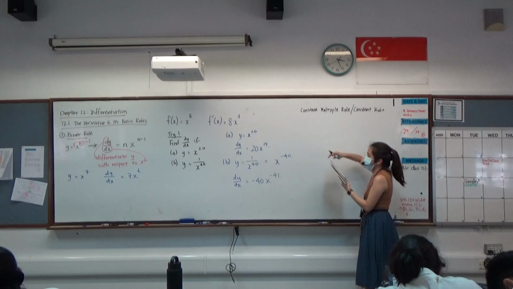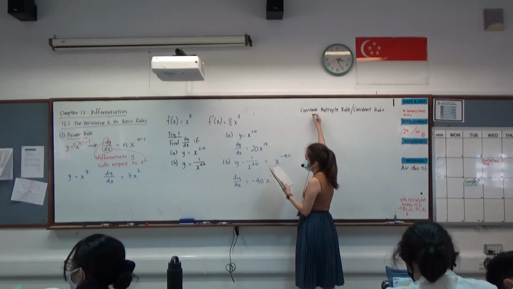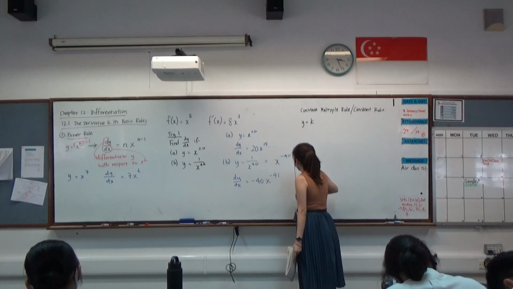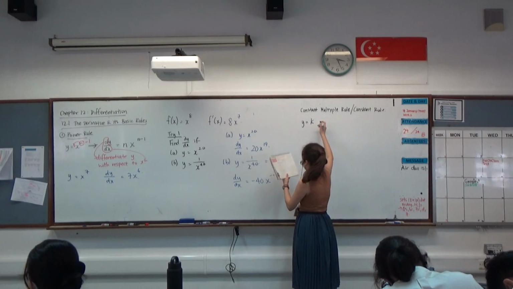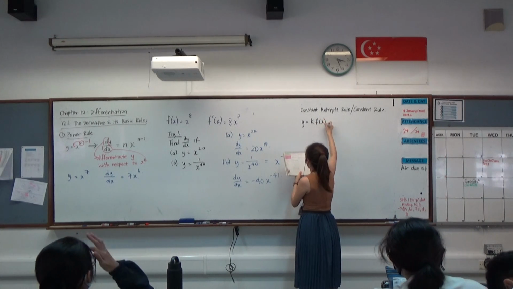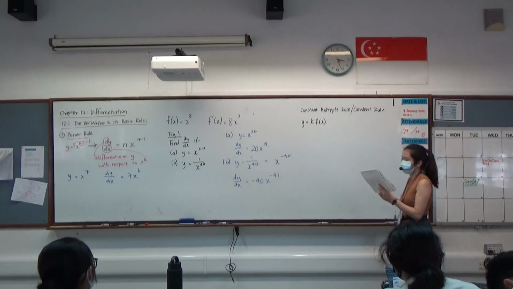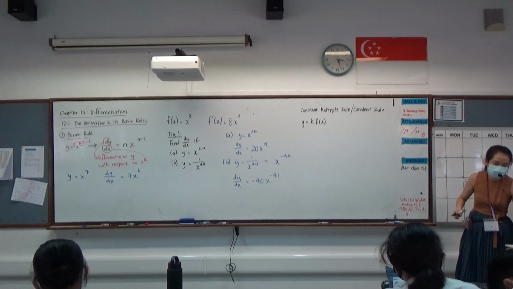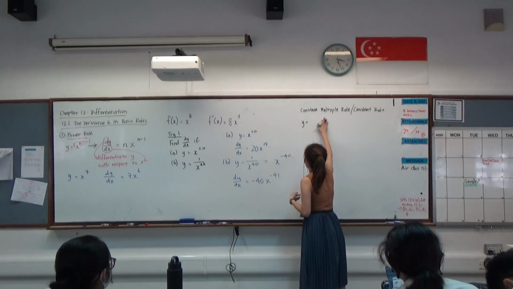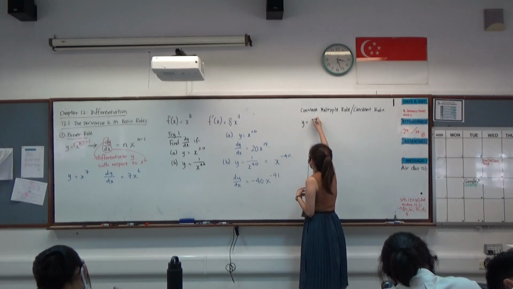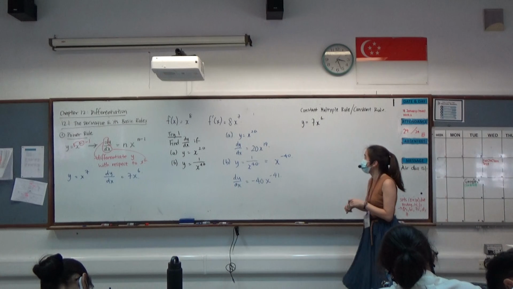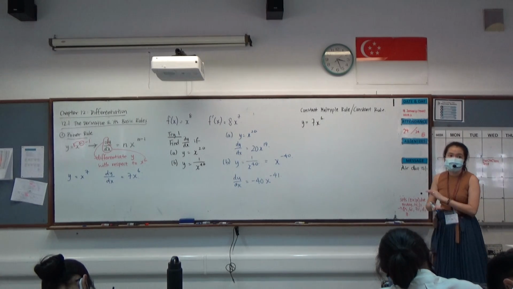Okay, so what the constant multiple rule says is that if I have, let's say, y equals k times f(x). I'll give you an example, easier to see. The constant multiple rule: if I have 7x to the power of 6, then what is going to happen?